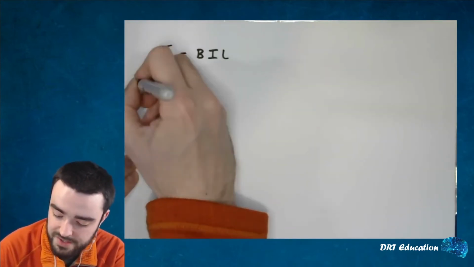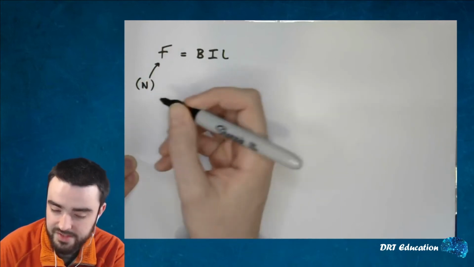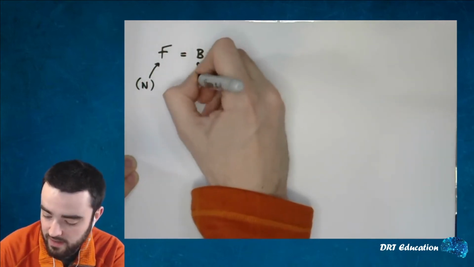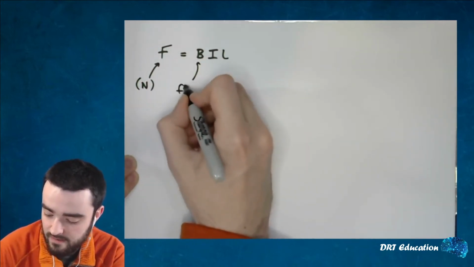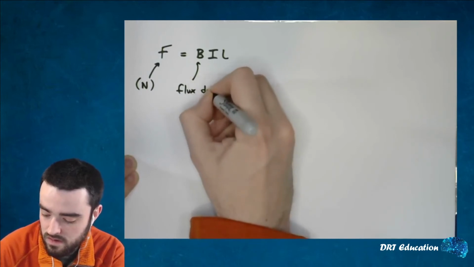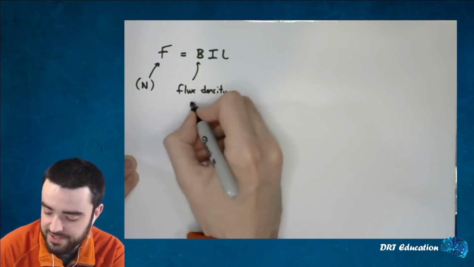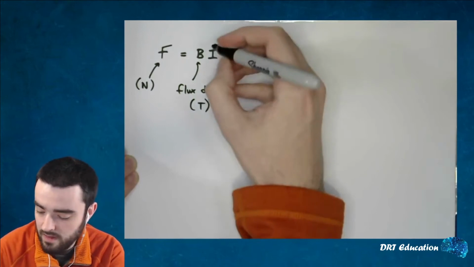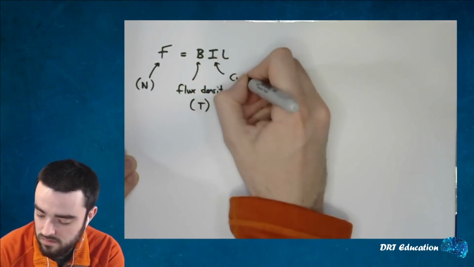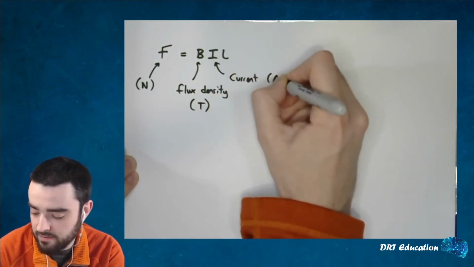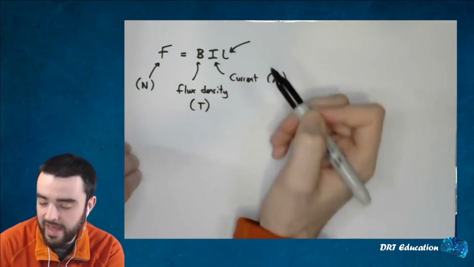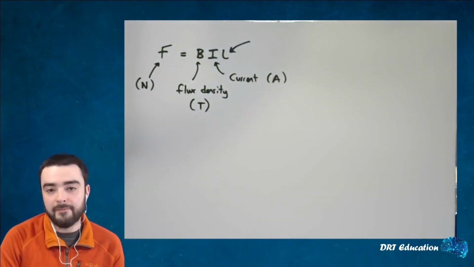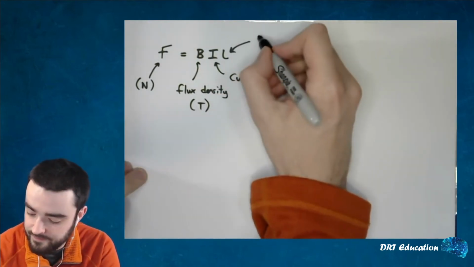So here we have our force measured in newtons. We have our flux density measured in Tesla. We have our current in amps. And finally, we have the length of the wire, and that's in meters.